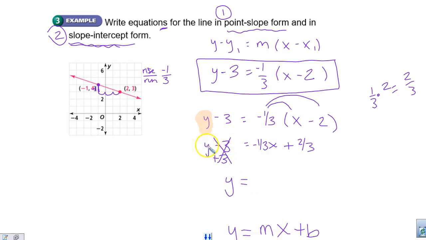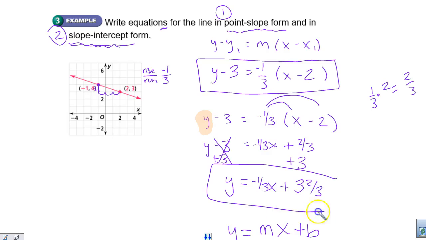Now, since I added 3 on the left side, I also have to add 3 on the right side. And you'll notice that I'm lining that plus 3 up underneath this 2/3 because those are like terms. This -1/3 x is not a like term because I've got the variable on it. And then when I add 2/3 plus 3, I just have 3 and 2/3. And that equation now says y equals mx plus b.